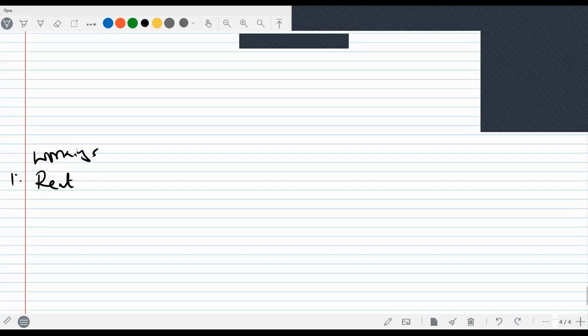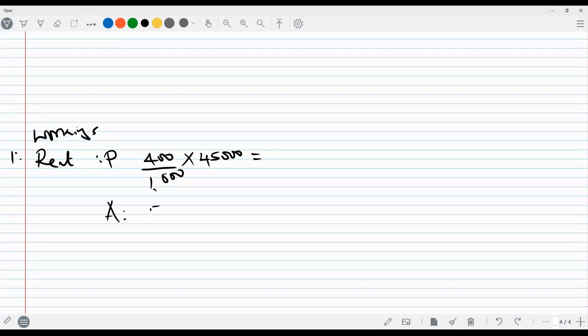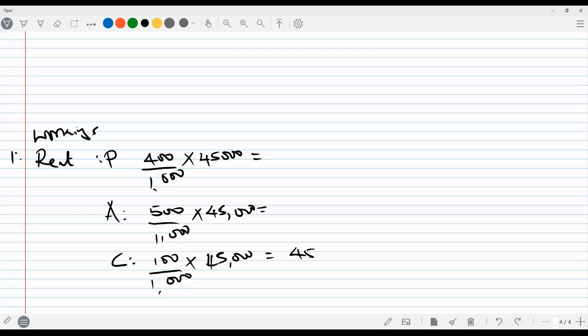So that's our first working: allocating the rent, based on the floor space. The total floor space is 1,000: 400 for preparation, 500 for assembly, and 100 for canteen. Rent for the preparation department, let me call it P, will be 400 divided by the total 1,000 times 45,000. Same applies for assembly, A: 500 out of 1,000 times 45,000. Then canteen is 100 divided by 1,000 times 45,000.